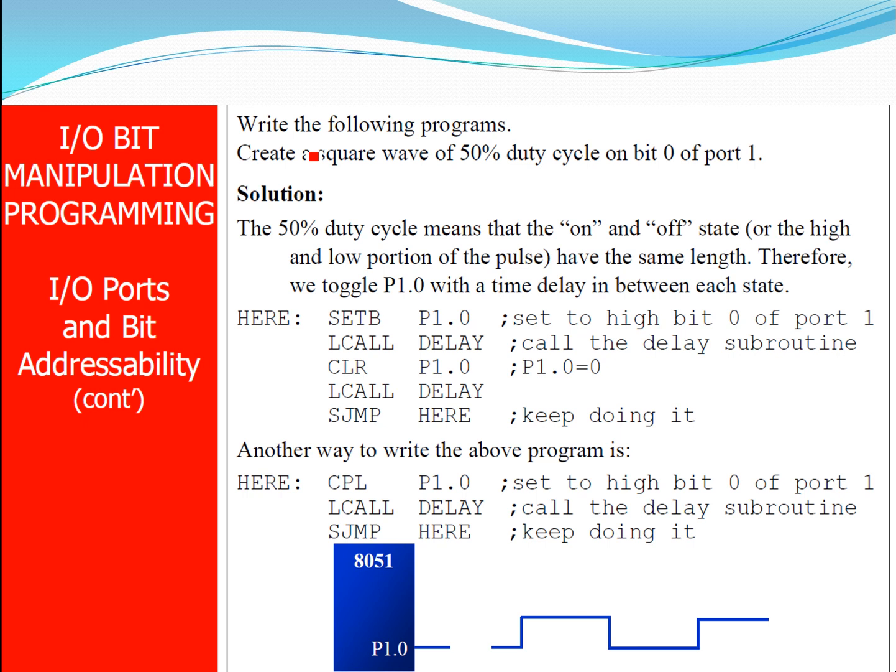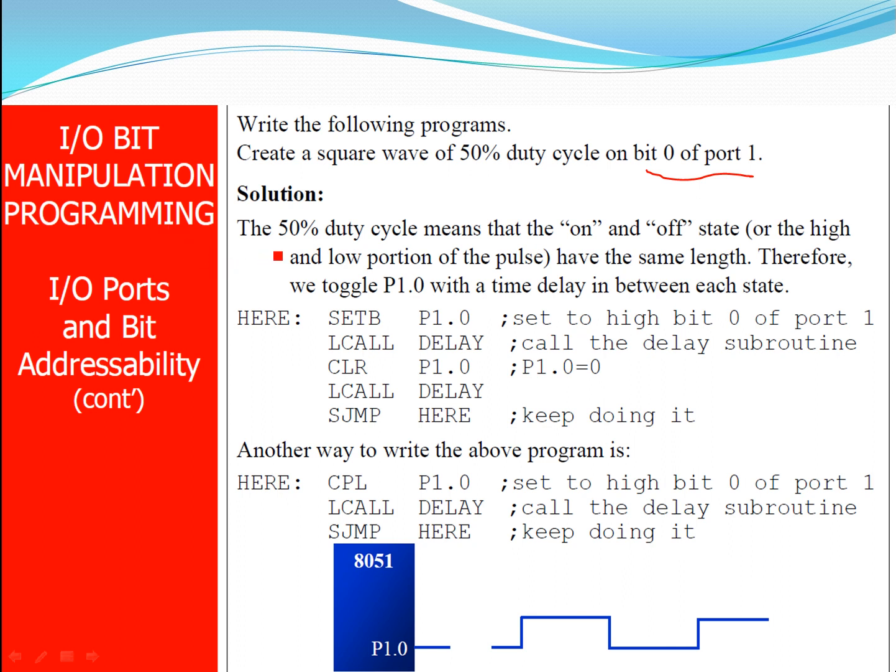So let's consider this example. Write the following program: create a square wave of 50% duty cycle on bit 0 of port 1. So here we have to generate a square wave of 50% duty cycle on P1.0. Bit 0 of port 1 is nothing but P1.0.